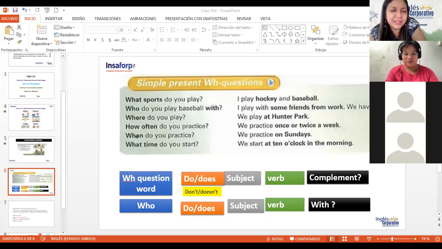Who do you play the guitar with? ¿Con quién tocas la guitarra? Who do you go to the market with? ¿Con quién vas al mercado? Who do you sing with? ¿Con quién cantas?